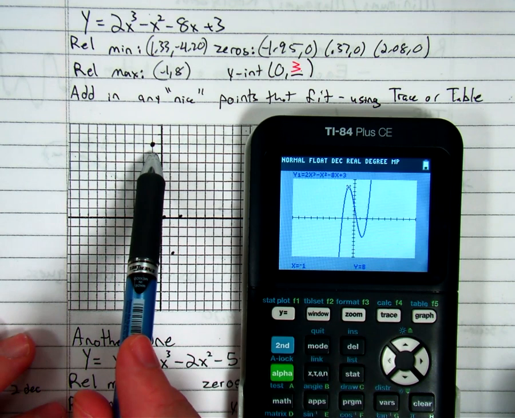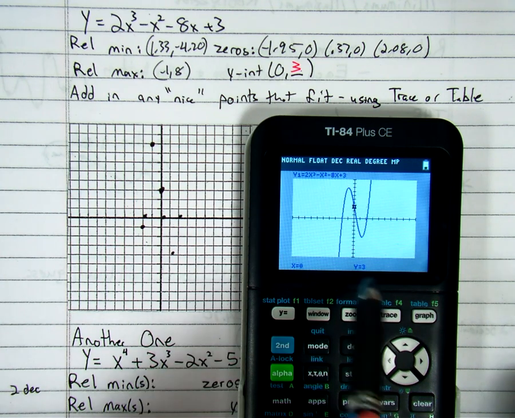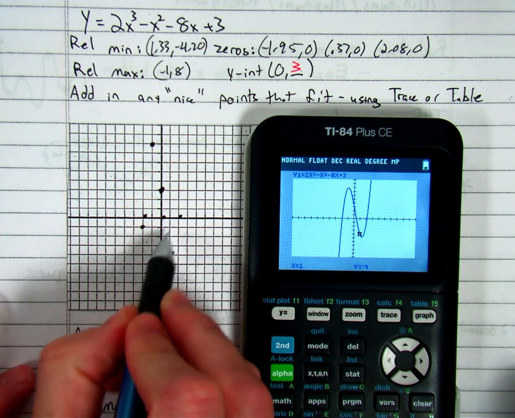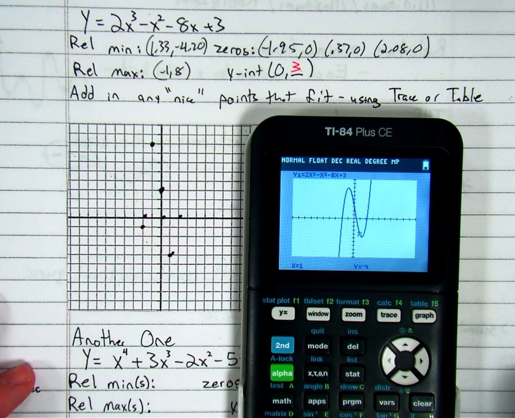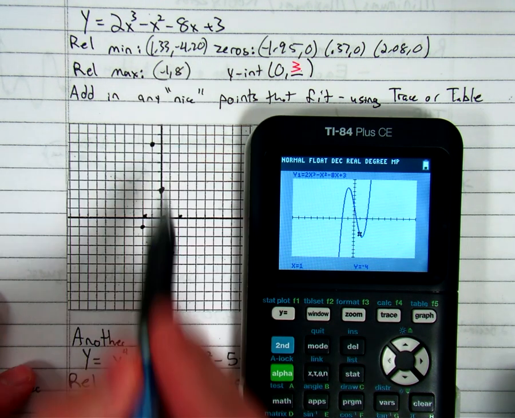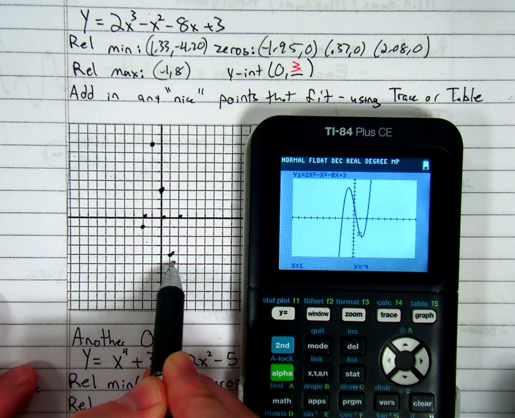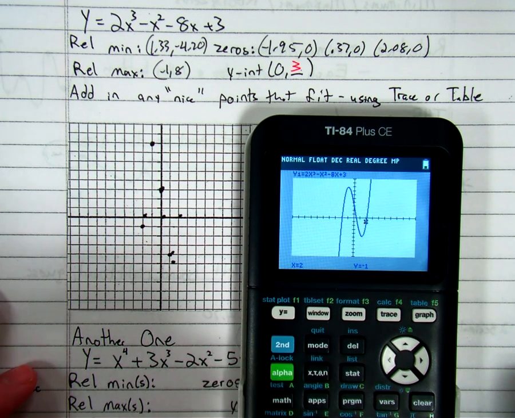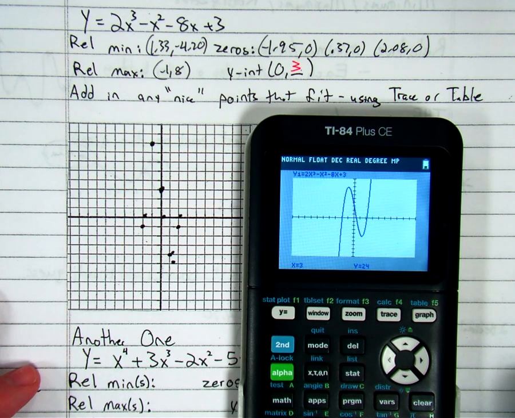Negative 1, comma 8. We already had that from our maximum. 0, enter. 3. We already had that from our y-intercept. 1, enter. Negative 4. 1, 2, 3, 4. So this other one, negative 4.7, I didn't get low enough. 1, 2, 3, 4.7 is going to be there. I didn't have our minimum in the right spot. Okay, 2, enter. 2, comma, negative 1. 3, enter, and we're off the graph.